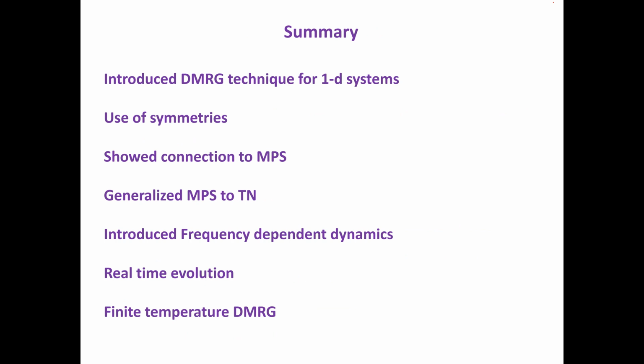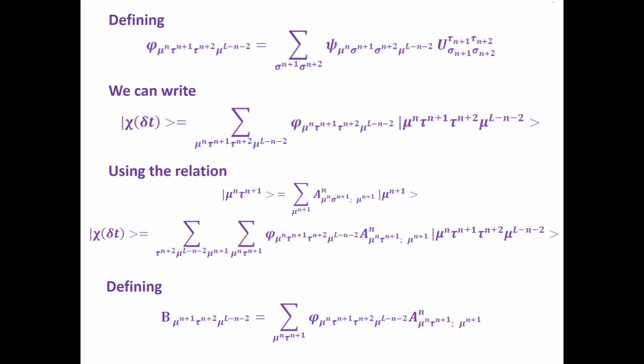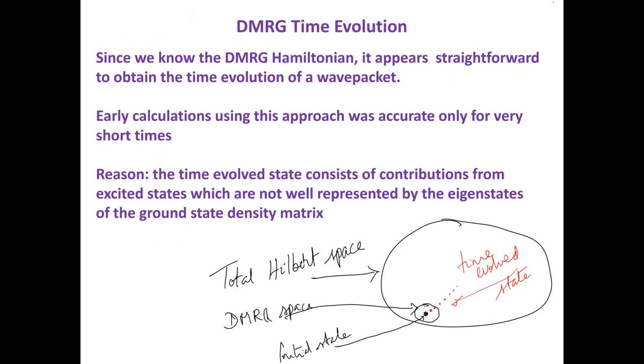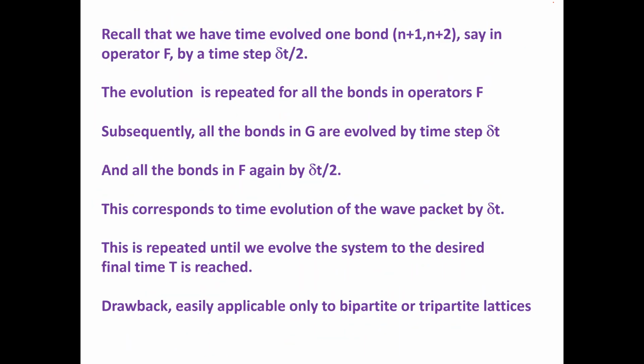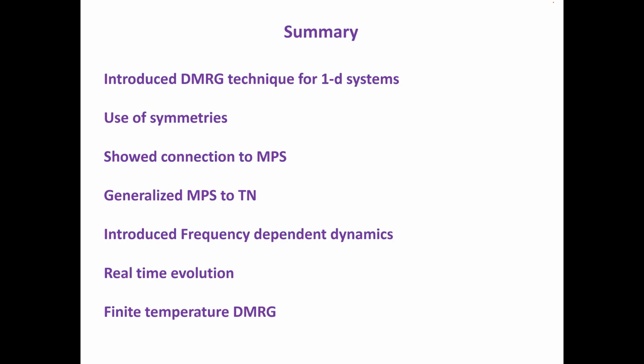I thought it's nice to drop a bombshell. So, I showed the connection to matrix product states, and I showed how you can generalize it to tensor networks. These two things I am not an expert at all. There are people who will talk about it in more detail. I introduced frequency dependent dynamics, real-time evolution, and finite temperature DMRG. And I thank you for your attention.